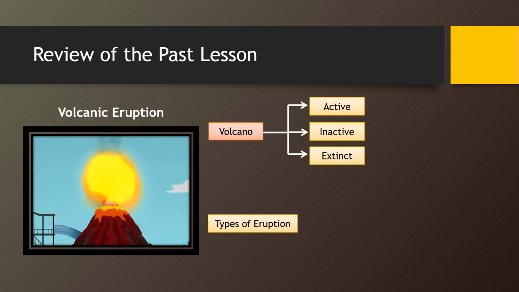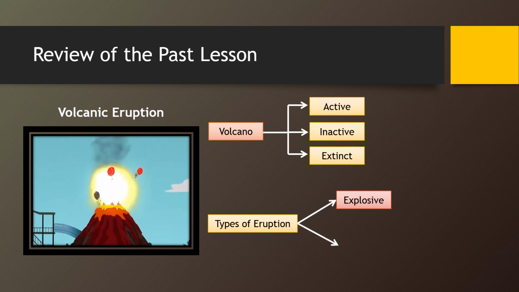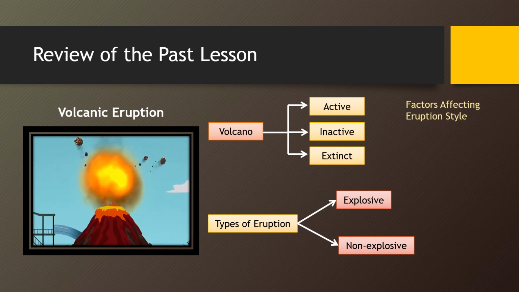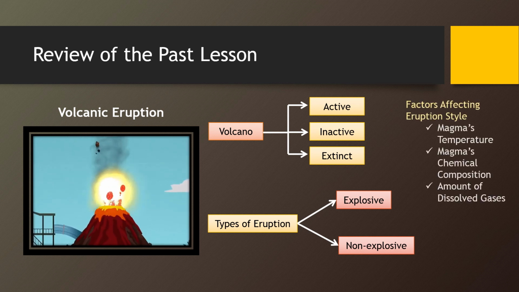Also, there are two types of eruption. It can be classified as explosive or non-explosive. The type of eruption is affected by several factors, and these are the magma's temperature, the magma's chemical composition, and of course, the amount of dissolved gases.